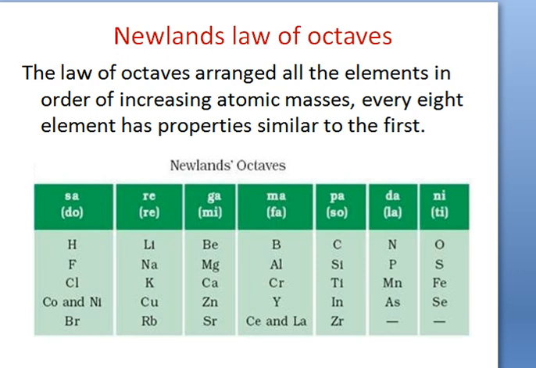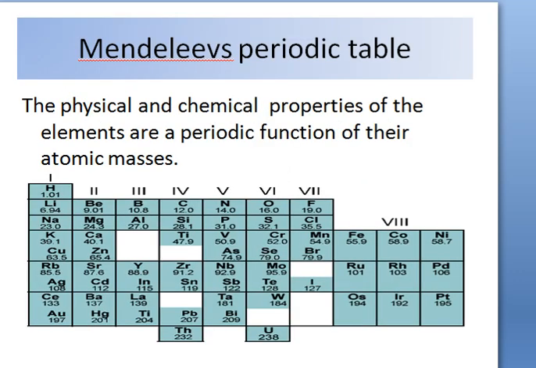Next one is also some limitations of Newlands' law of octaves, because when you try to explain the periodic arrangement of different elements in a group of octaves, some noble gases were discovered at that time, but he cannot arrange the noble gases in the periodic table also.